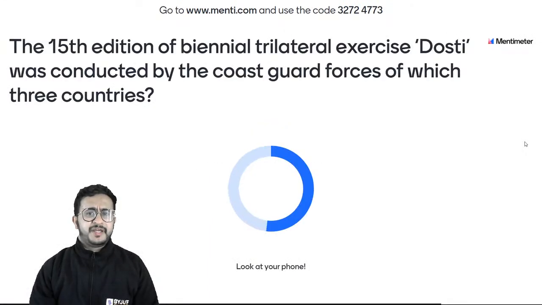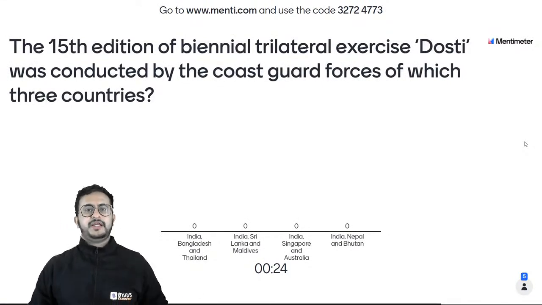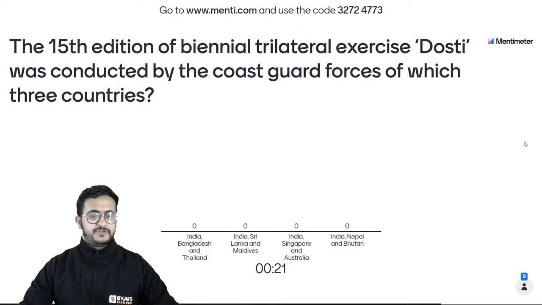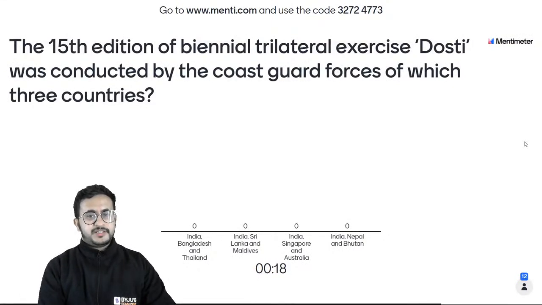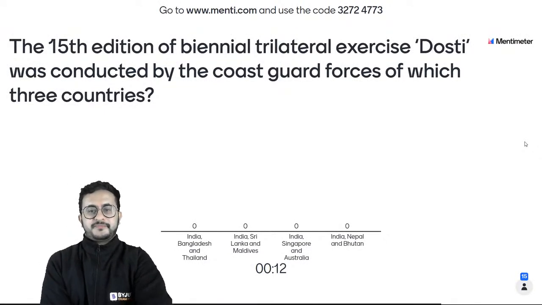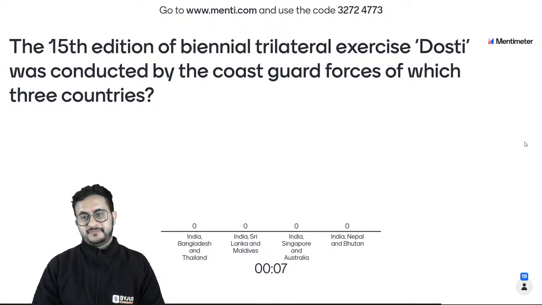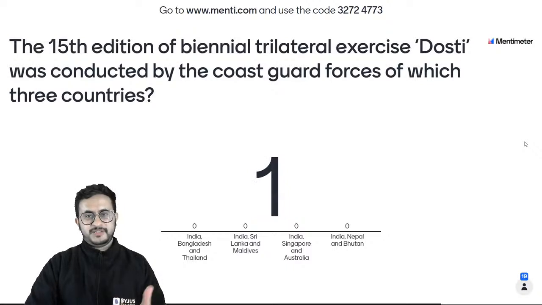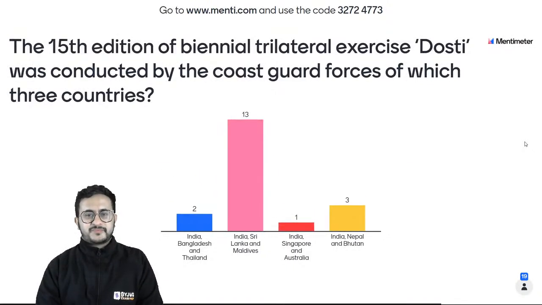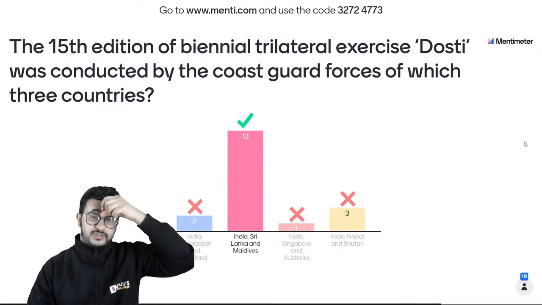The 15th edition of the biennial trilateral exercise Dosti was conducted by the Coast Guard forces of which three countries? India, Bangladesh, Thailand; India, Sri Lanka, Maldives; India, Singapore and Australia; India, Nepal and Bhutan. Friendly countries, India one of them. The name itself tells you, Dosti means friendship, so the word is there. The right answer is India, Sri Lanka and Maldives. Coast Guard exercise.